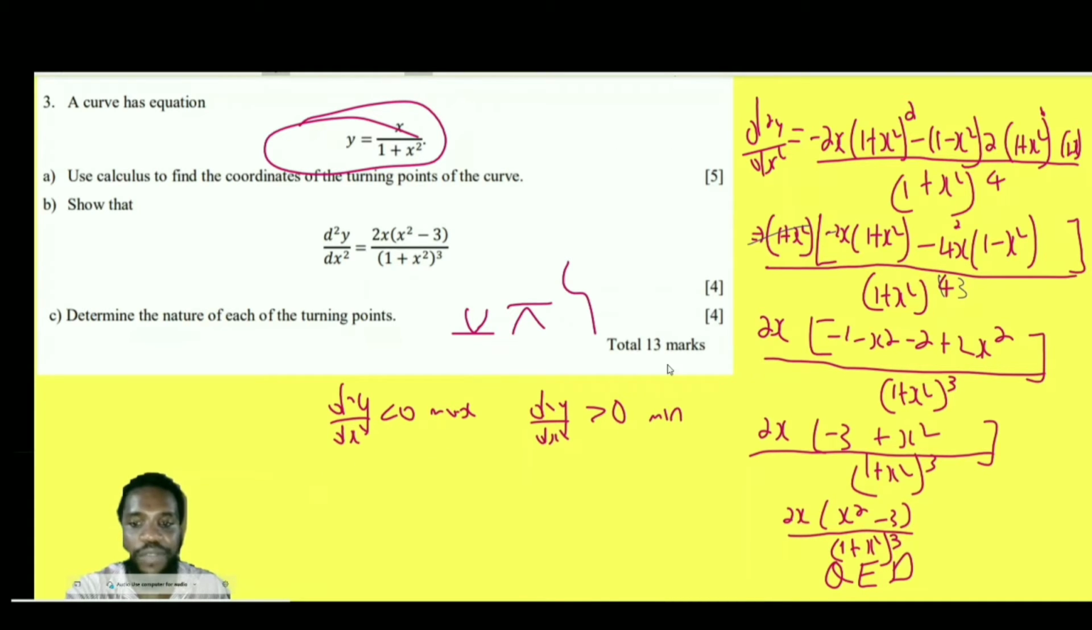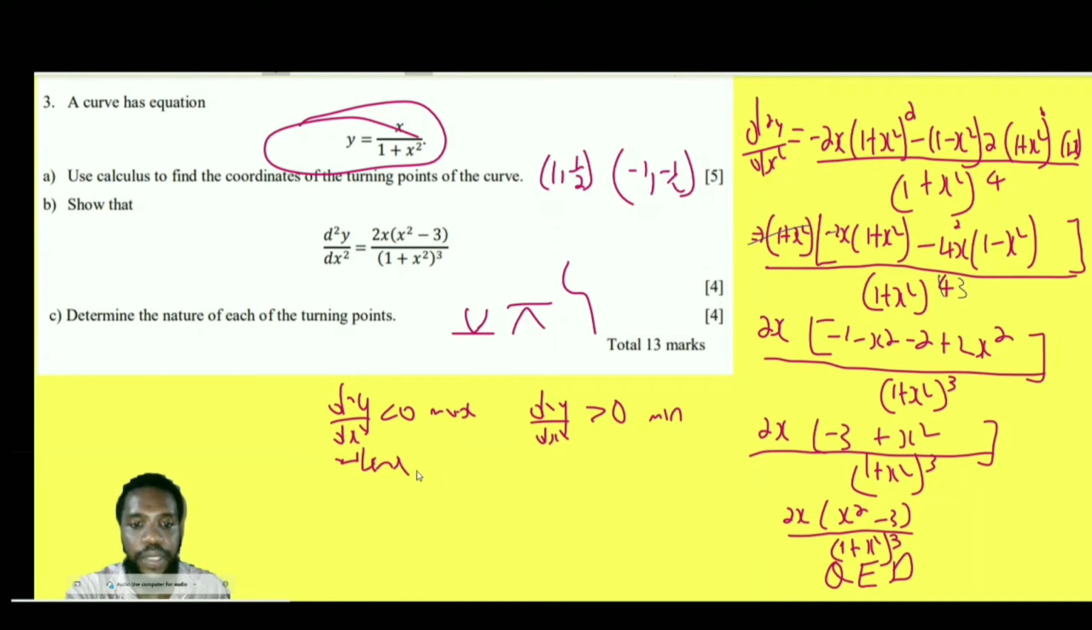Now, we're going to have to use the different turning points that we have, which would have been, earlier we said that the turning points were at 1 with a half and negative 1 with negative a half. So we're going to have to test the x values here.